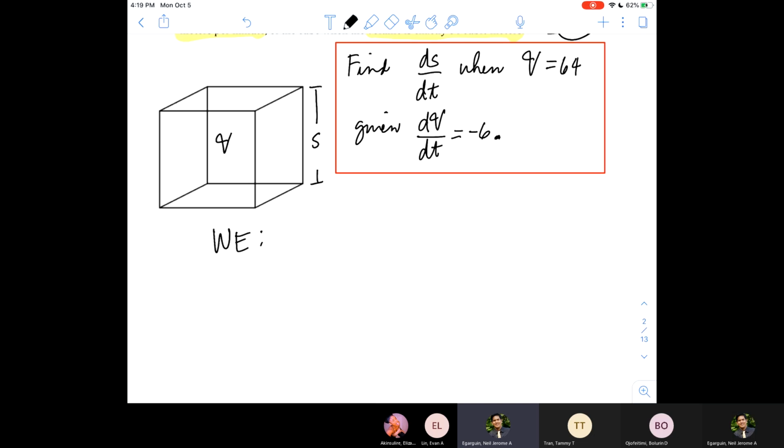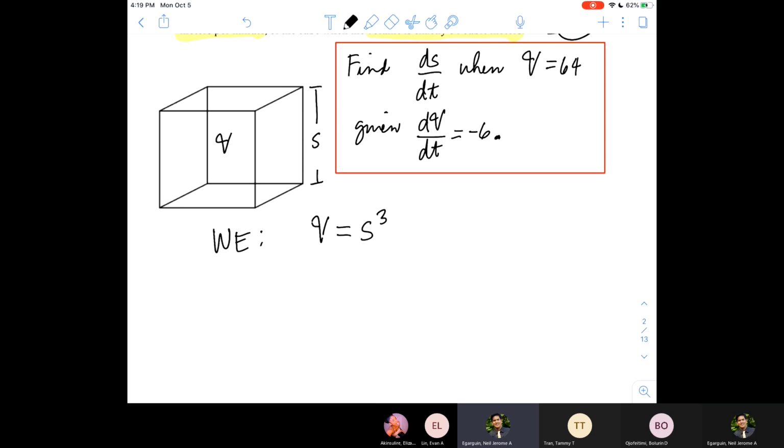Obviously, we have the volume and we have ds over dt, so at the back of our minds we should relate the volume to the side length. That is easy because if you go back to the basic geometric formulas, this reminds us of one thing: the formula for the volume of a cube. The volume of a cube is equal to s cubed.